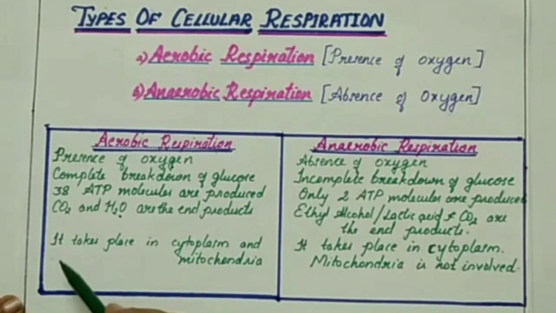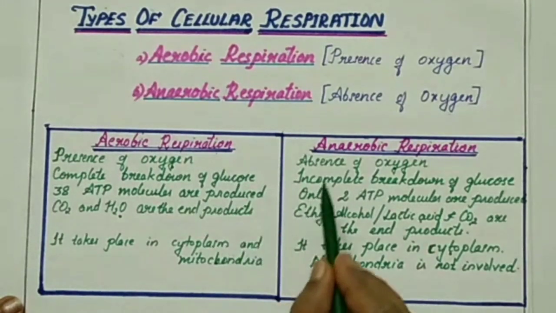The next one is aerobic respiration takes place in cytoplasm and mitochondria. But anaerobic respiration takes place in cytoplasm. Mitochondria is not involved in anaerobic respiration. So these are the differences.